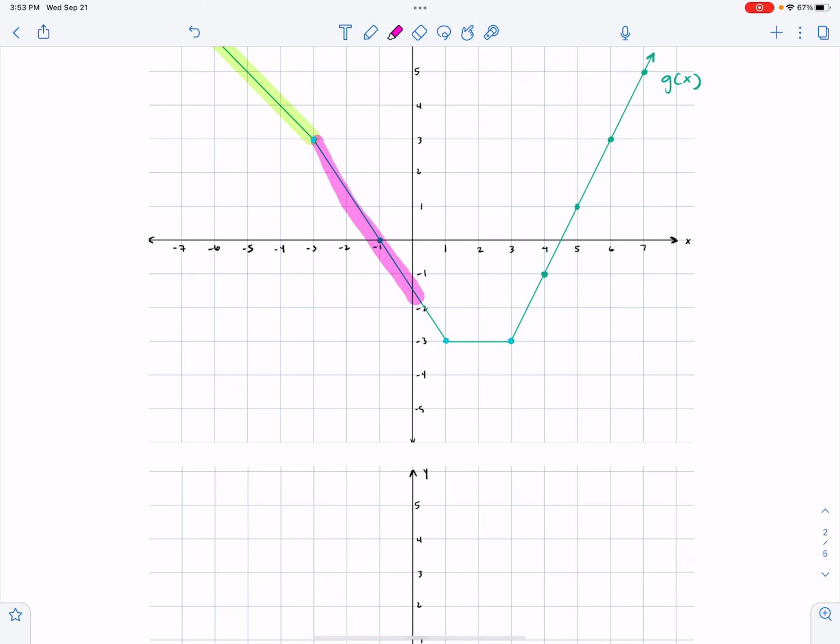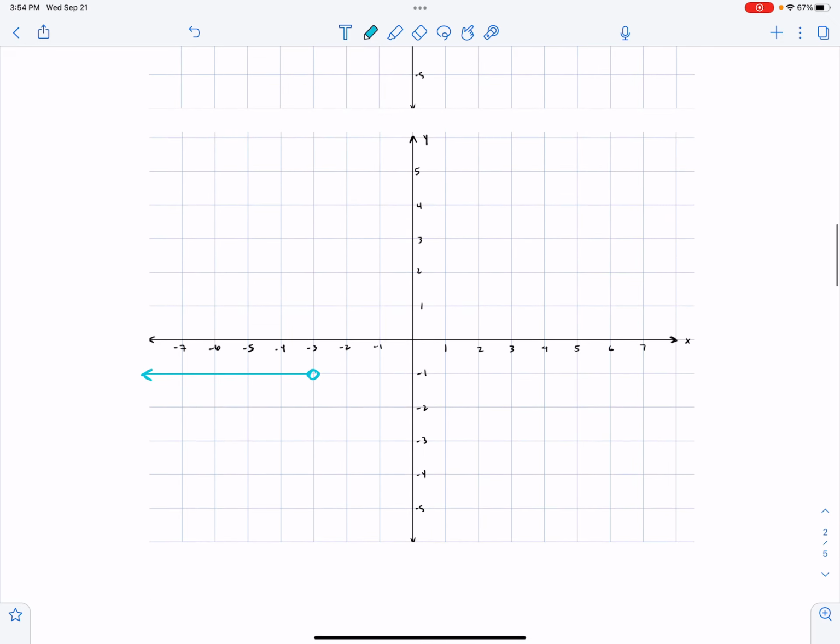Between -3 and 1, it looks like the slope at all the points between -3 and 1 would be -3/2. Right? Down 3, right 2. So -3/2, which is -1.5, between -3 and 1. That doesn't look like -1.5. Let's try that again.